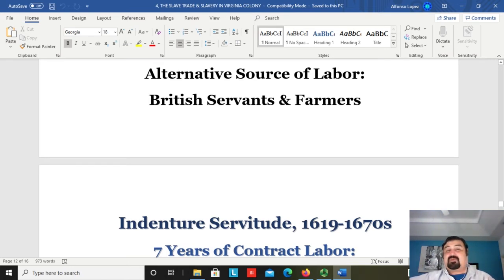Anybody that wants to come here and work for a number of years growing tobacco for the company will be compensated in a very, very significant way. So let's create a labor system to bring not only servants but also farmers. There are a number of farmers in England that would like to come here.